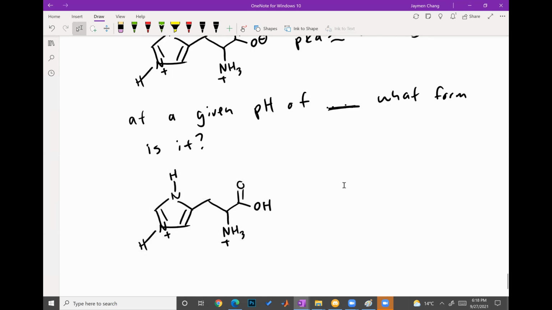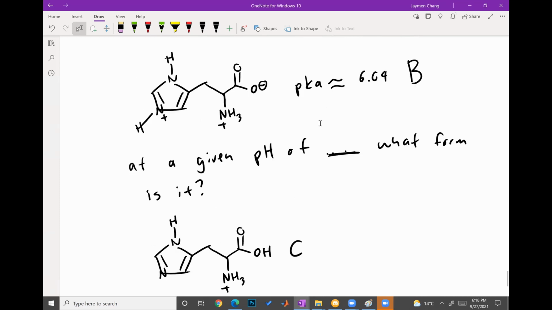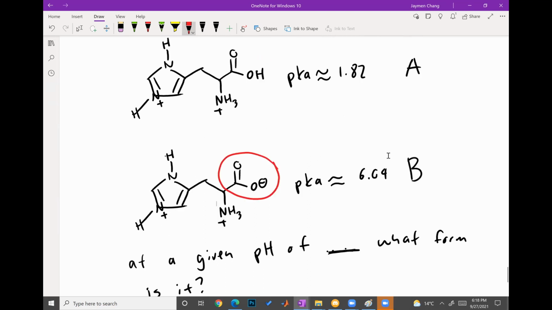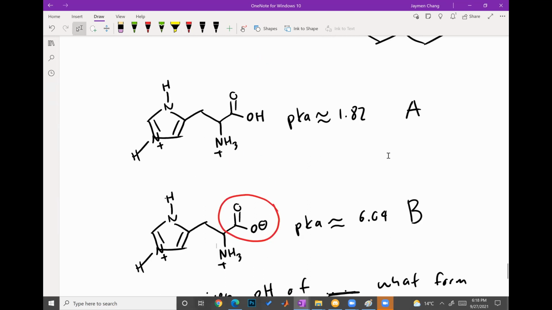And the last structure that we're going to work with is just going to be this one. Okay. And this is going to be form C. So what we're going to do is just solve this question. We're going to isolate one of the groups, the carboxylic acid, and we're going to see the point where it changes from here to here is going to be 1.82. Does that make sense? Because it goes from being an acid to its conjugate base.